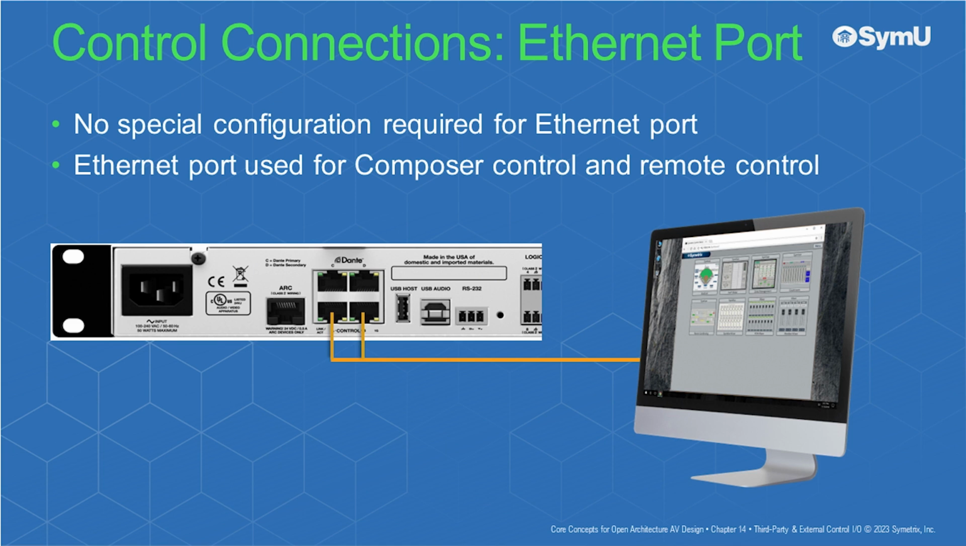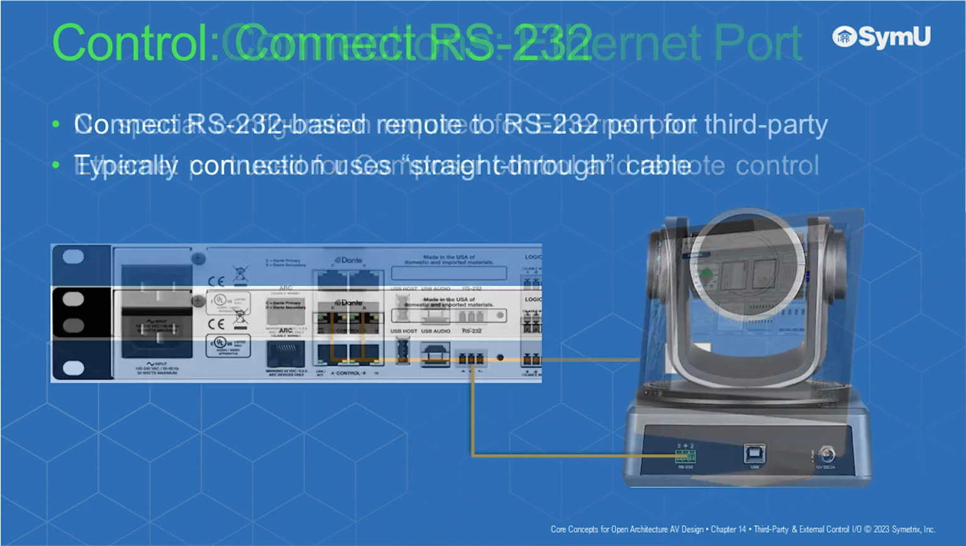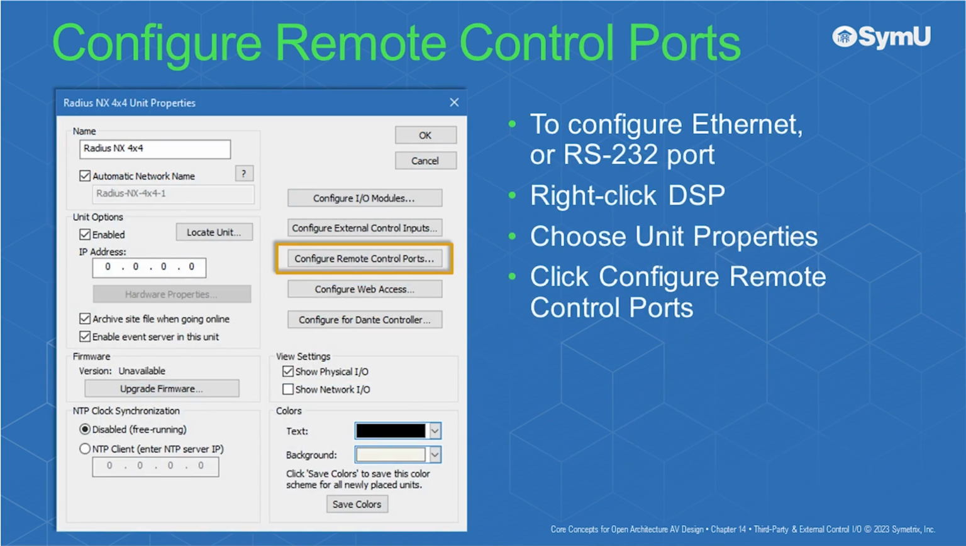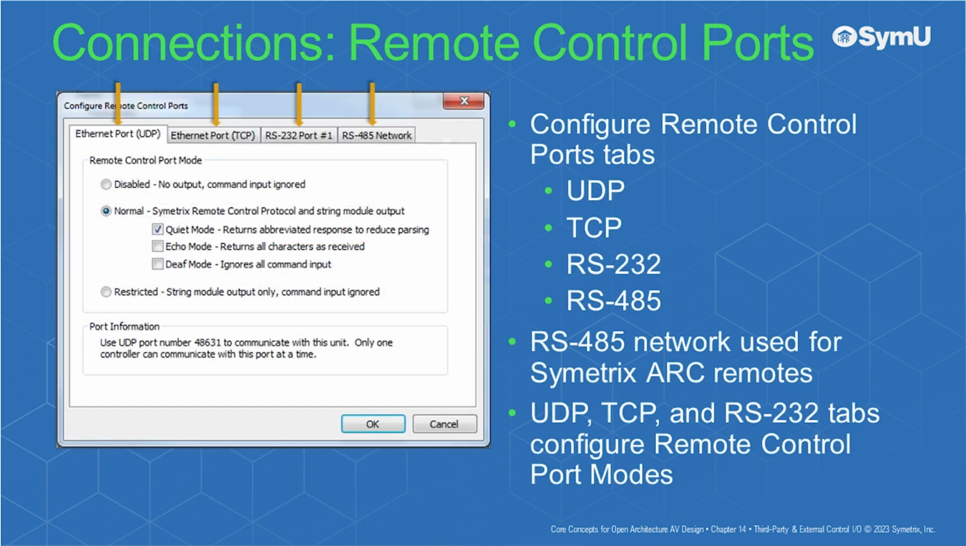The Ethernet port on the unit may be used for both Composer control and remote control. Connect the RS-232-based remote control to the RS-232 port for third-party control. Typically, this connection uses a straight-through cable. To configure either the Ethernet port or RS-232 port, right-click the DSP and choose Unit Properties, then click Configure Remote Control Ports. The Configure Remote Control Ports window has tabs for UDP, TCP, RS-232 and RS-485.